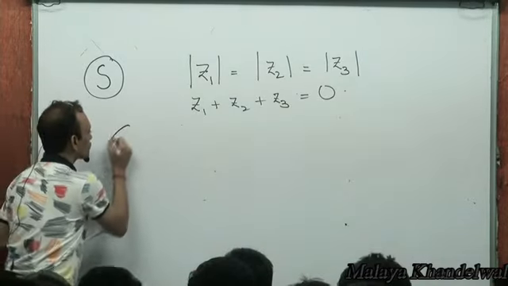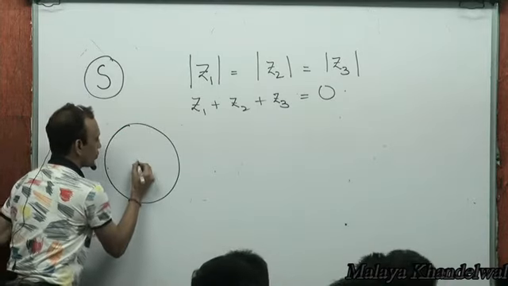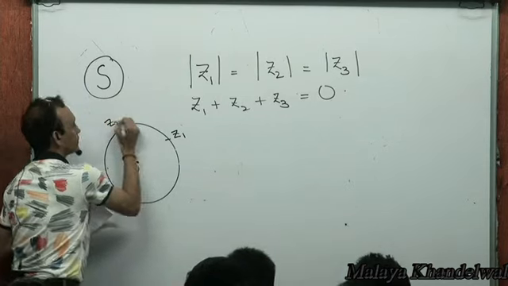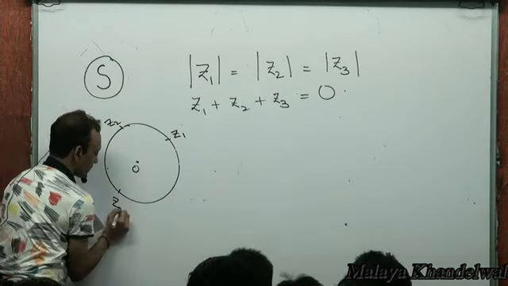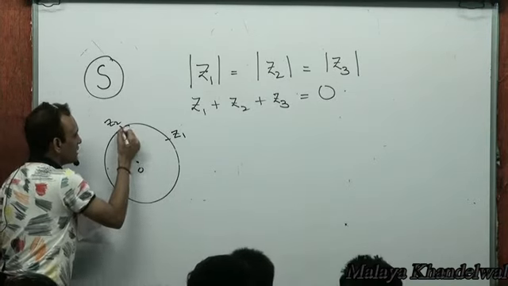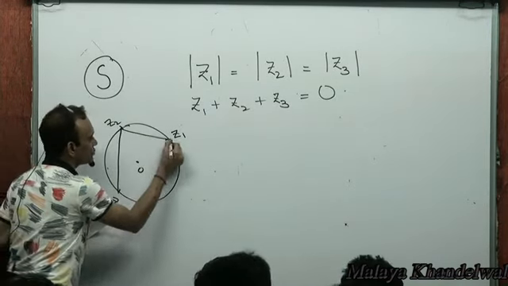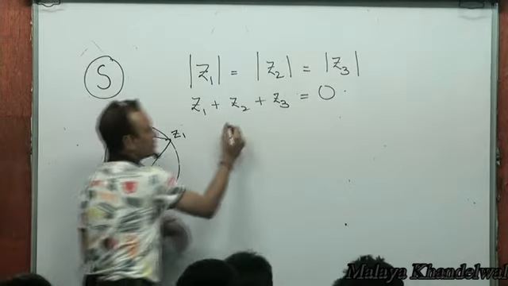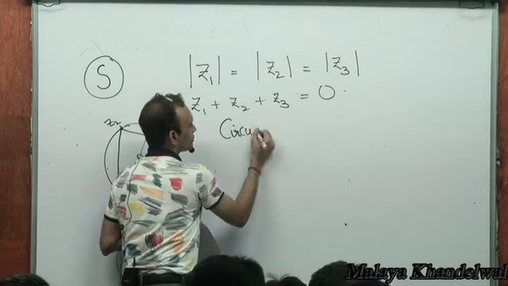Yes or no? See, if this is the origin, this is z1, this is z2, this is z3, and they are equidistant from the origin, right? So that means the circumcenter of the triangle formed out of z1, z2, z3 is the origin, right? Circumcenter of this triangle is the origin.